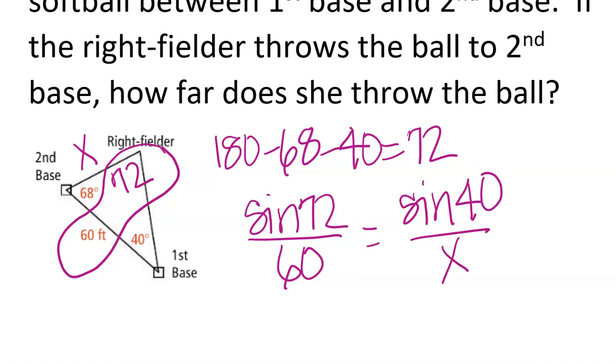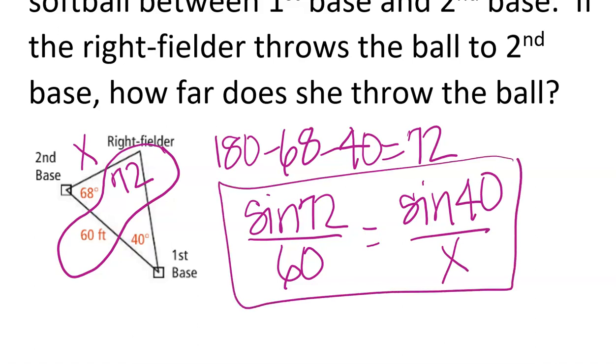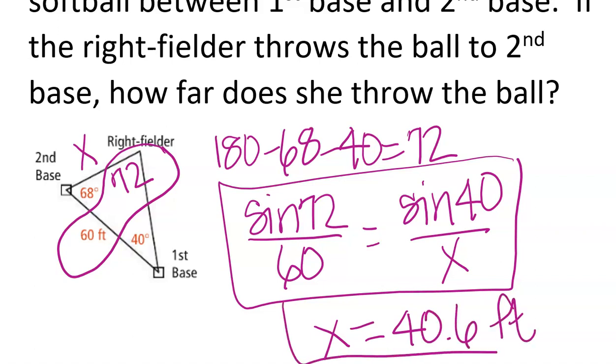So make sure you show the setup on each one of these. From here, if you want to show work, you can. If you don't need to, you're going to take 60 sine 40, divide by sine 72, and the answer is going to be about 40.6 feet. So definitely easier when you're looking for a side, a little bit harder when you're looking for an angle. But if you get something super small, just remember that you probably should have used second sine instead, and you can just recalculate from there.